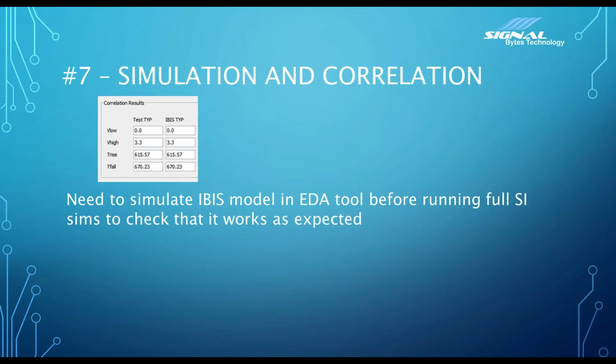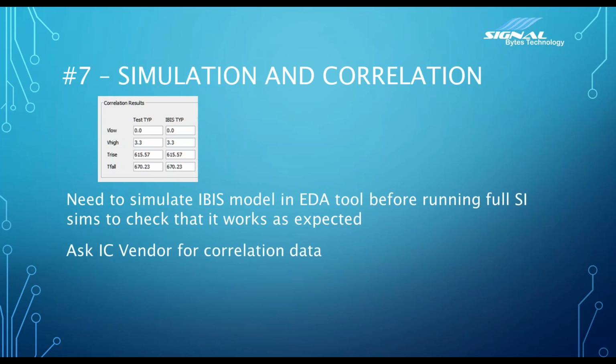With an IBIS model, you can run it simply into, say, the manufacturer's test load, a simple RC load or some type of C load. You can even do the basic transmission line, and you can quickly see that, one, the IBIS model is going to simulate right, and two, you can look at some simple metrics to determine if the edge rates match up, right?